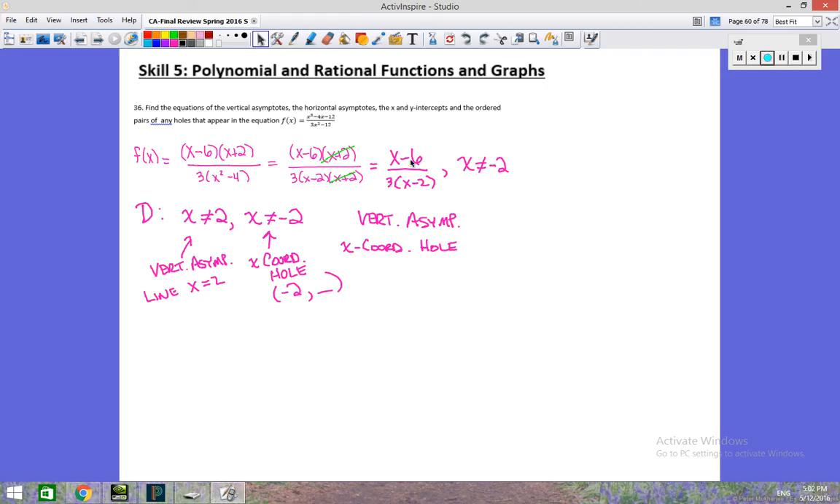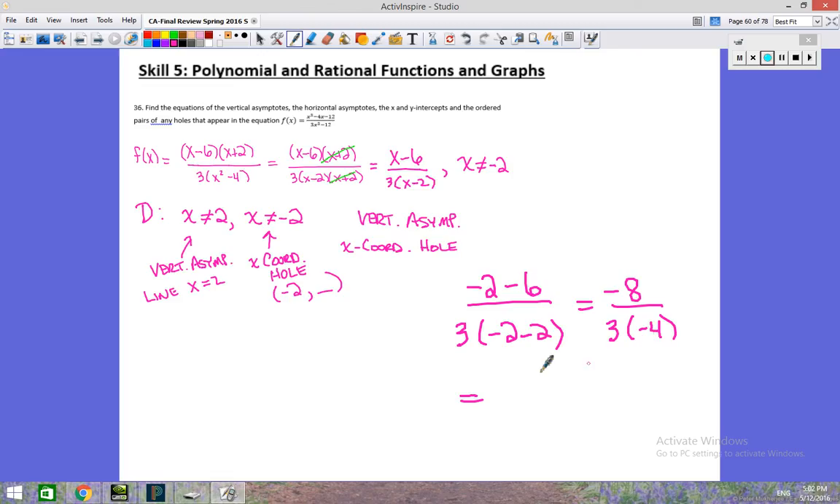If I plug in a -2 into this reduced function, if x is -2, I've got -2 minus 6, I've got 3 times -2 minus 2. This numerator is a -8. This denominator is 3 times a -4. Alright. Negative divided by negative is positive. 8 over 4 is 2. So I have 2/3. So this y-coordinate for this hole is 2/3. Hey, kind of cool, huh? I think it's cool.